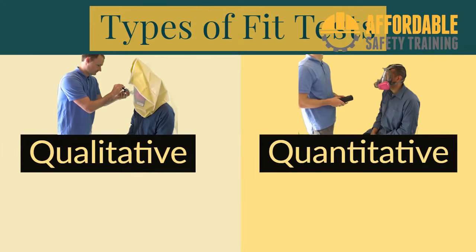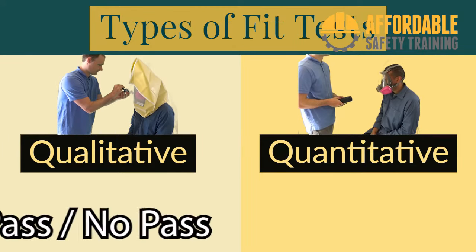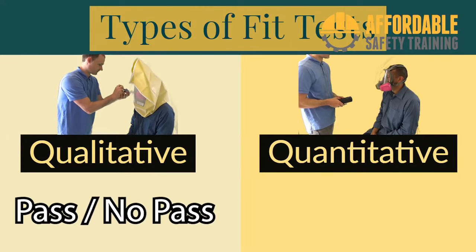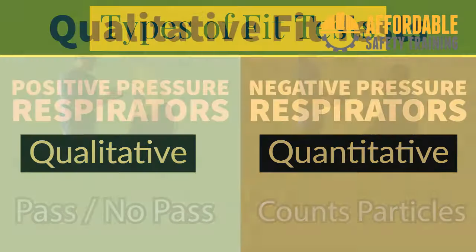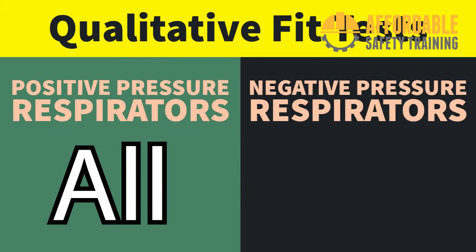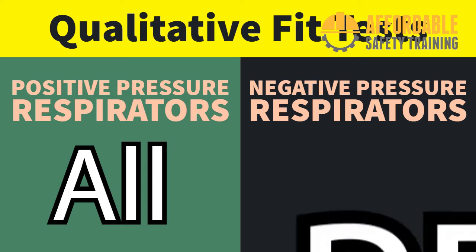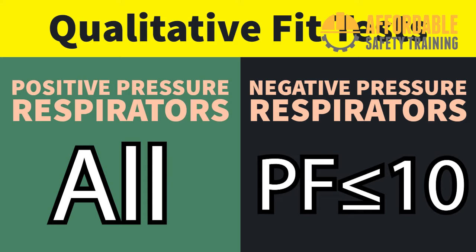There are two types of fit tests. Qualitative fit tests use a smoke or smelling agent to perform a pass-no-pass test of the respirator seal. Quantitative fit tests use a machine to measure the exact amount of leakage into the respirator. Qualitative fit tests are allowed for all positive pressure respirators. A qualitative fit test may only be used for negative pressure respirators where a protection factor of 10 or less is required.